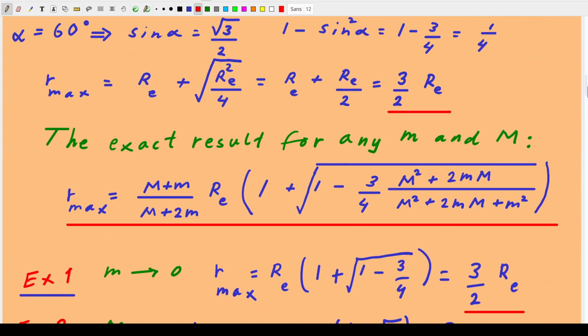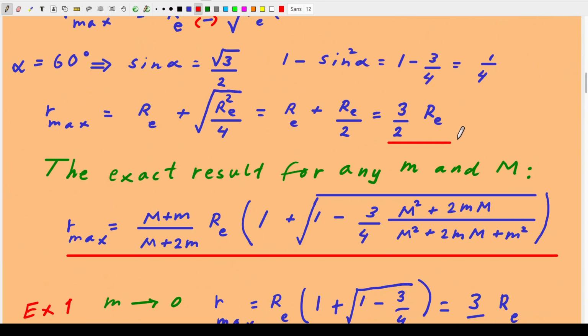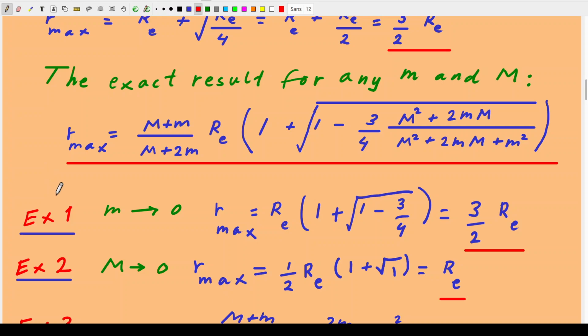So just for fun, one can solve it much more accurately by not doing the approximation that the projectile mass is very small. If we don't do that approximation, then we end up with this full expression that is valid for any mass m or capital M. So a little bit more complicated expression, as you can see. And we can check it.